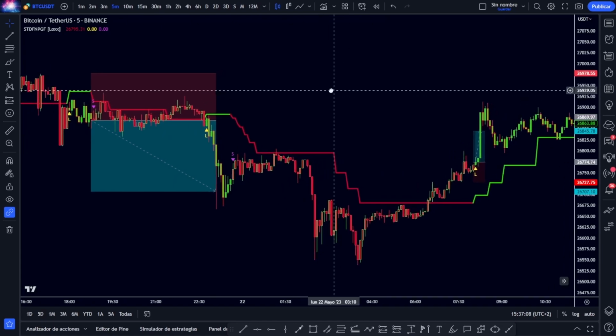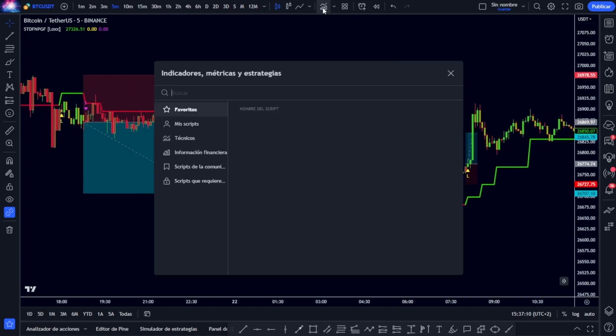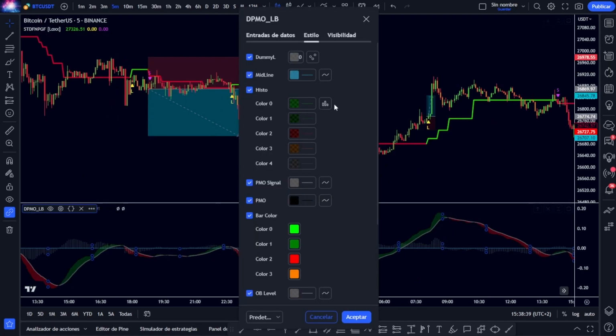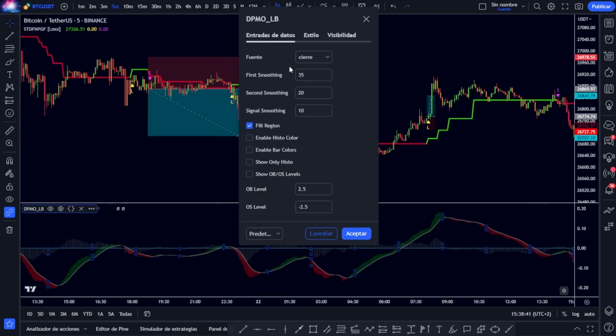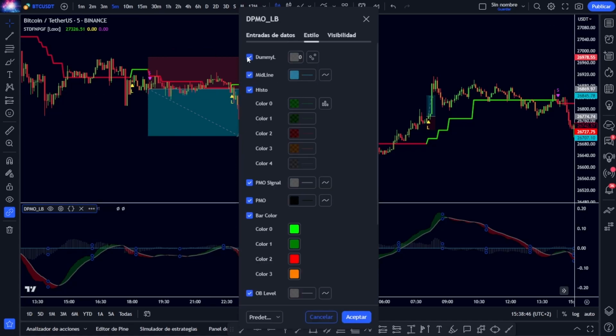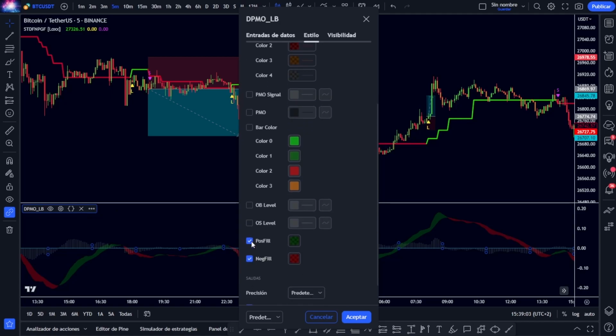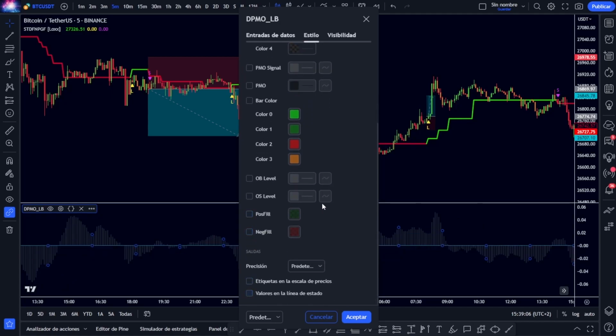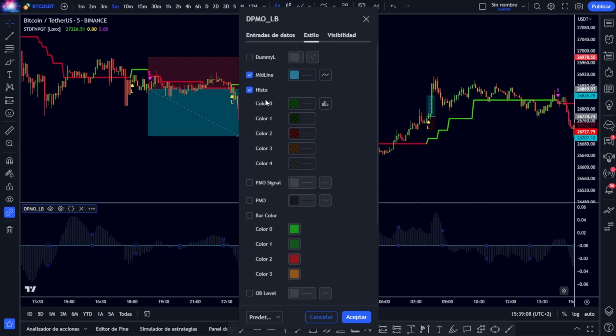But we are going to adjust this strategy a little more by adding two other indicators. The first one is called Decision Point Price Momentum Oscillator from one of the most important creators called Lazy Bear. We place it and this will appear. We go to configuration, the data entries we leave them exactly the same, and in the style part we are going to begin to remove all this until we are left only with the indicator, with the histogram, which will be the only thing we need.